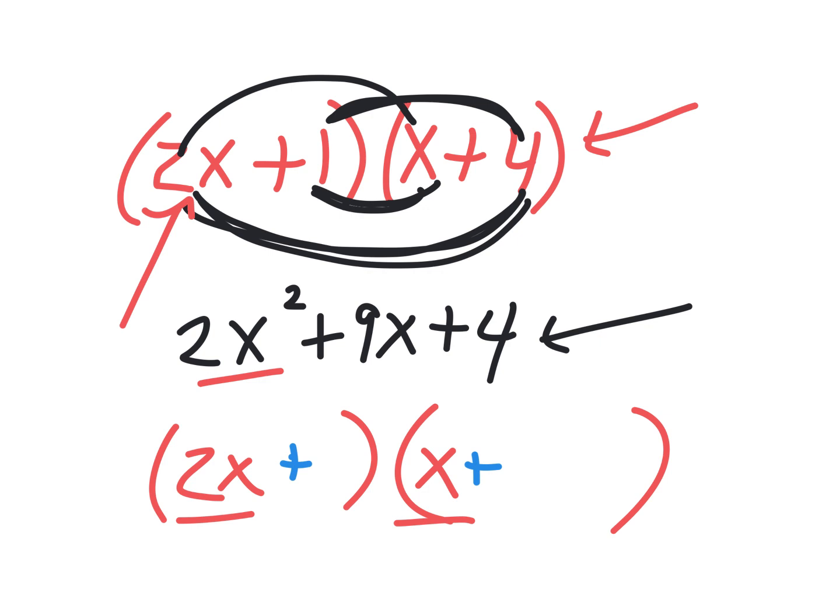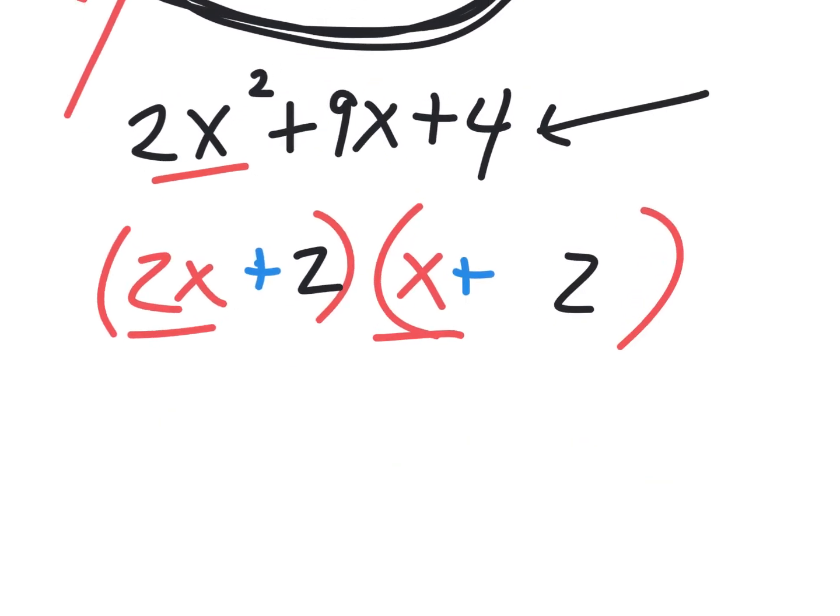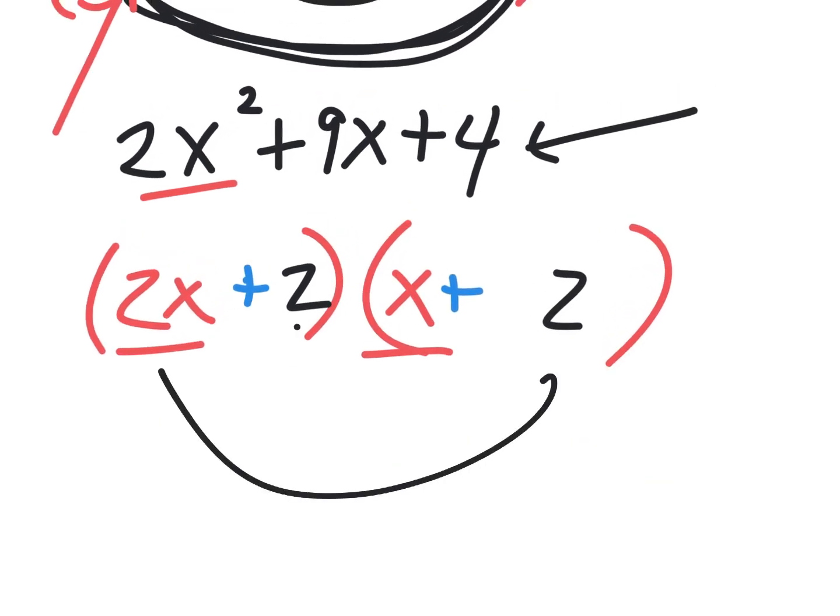Let's say you started with a 2 and a 2, because 2 times 2 does make 4. Then if I would have checked myself, I'd have had a 4x and a 2x. Does 4x and 2x make 9x? No, so then I knew I was wrong. Couldn't be the 2 and 2. I've got to change the numbers. And I would check and go, okay, must have been a 4 and a 1.